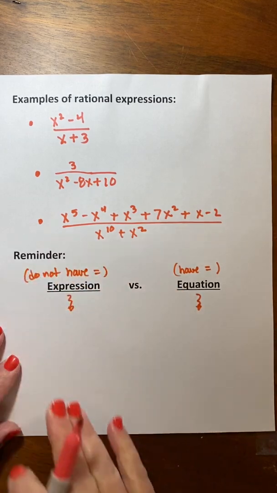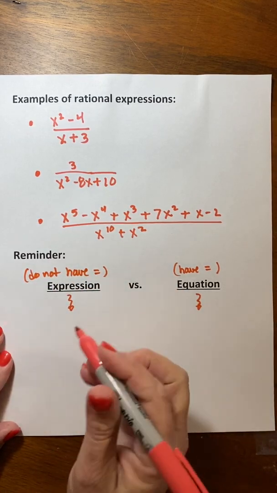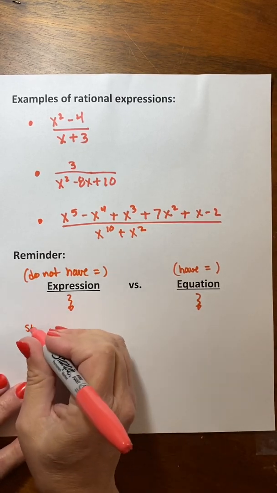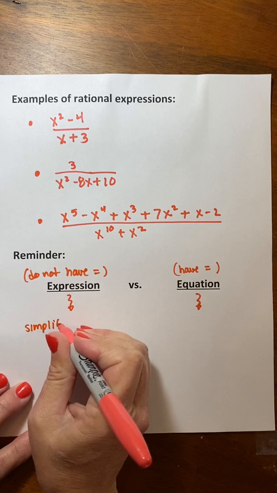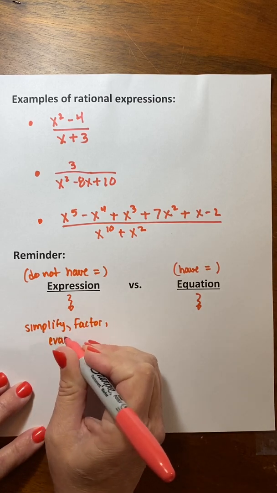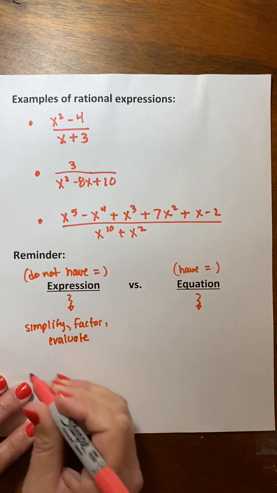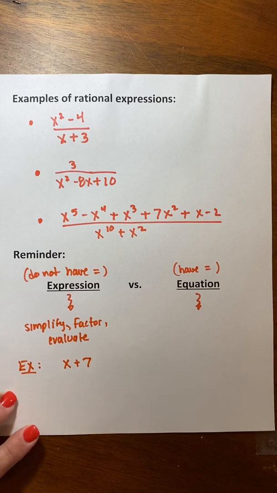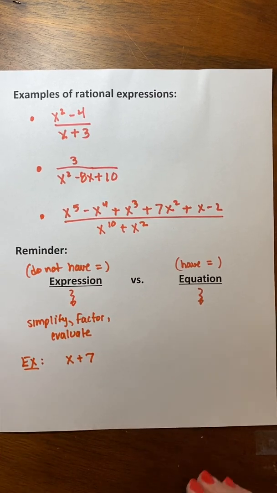Right, unless you insert it, an expression is just an expression. What we do with an expression is we simplify, we factor, we evaluate. So for example, I could just say x plus 7. That is an expression. We have no idea what to do with that. We would have to be given further instructions. Are we setting that equal to 0? Are we evaluating it for x equals a particular value of a number?